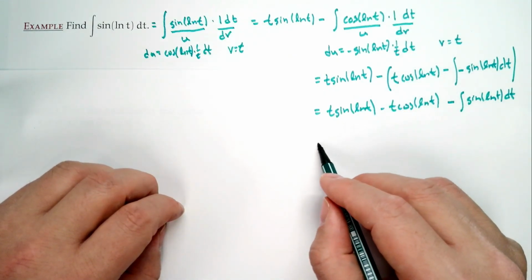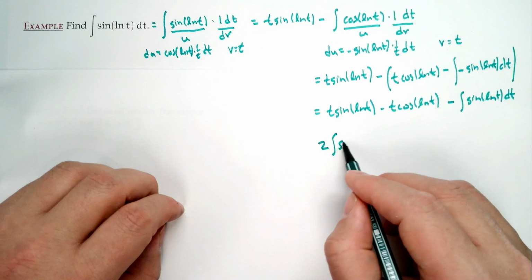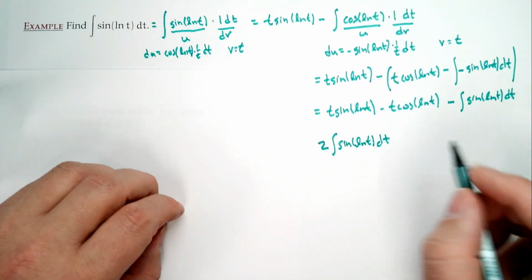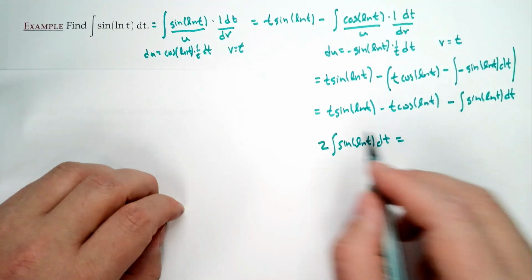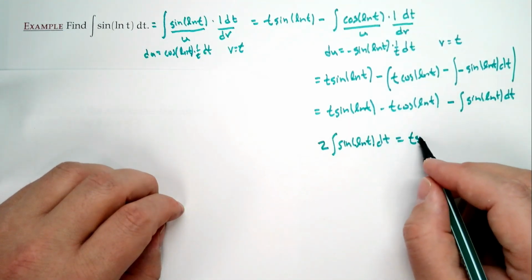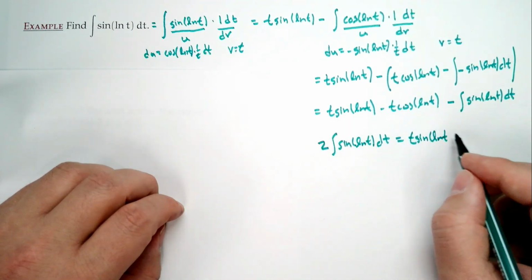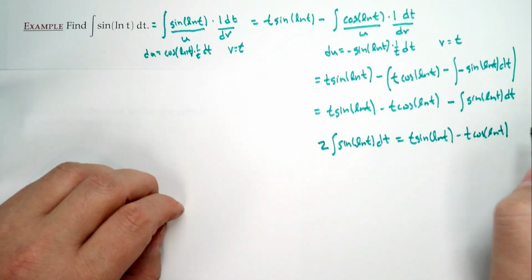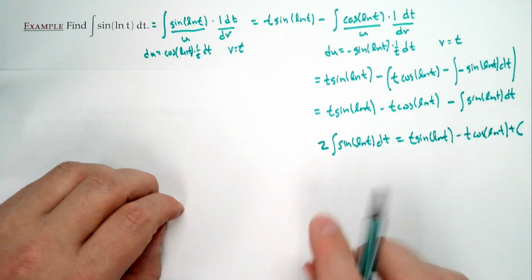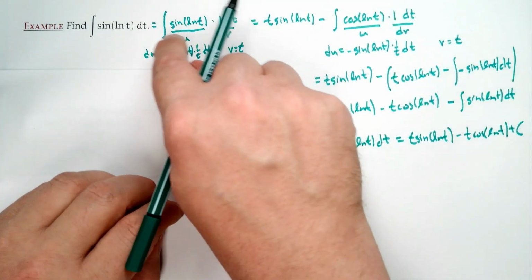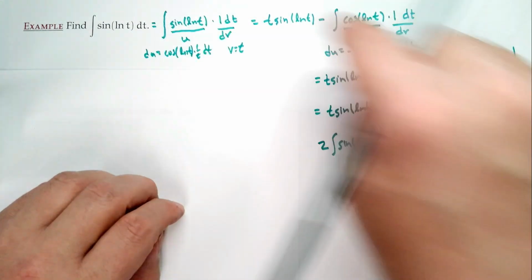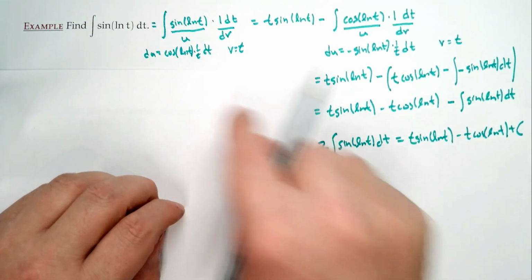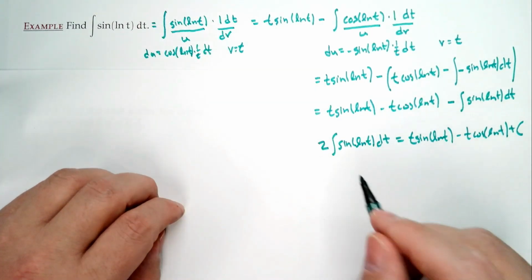So we can say that 2 integral sine of log t dt is equal to t sine log t minus t cosine log t, and then plus some constant c, right? Because we added that. So there's already one here. We added another one. That gets us 2 of them. We don't want the 2 because we just want to find just one of them.